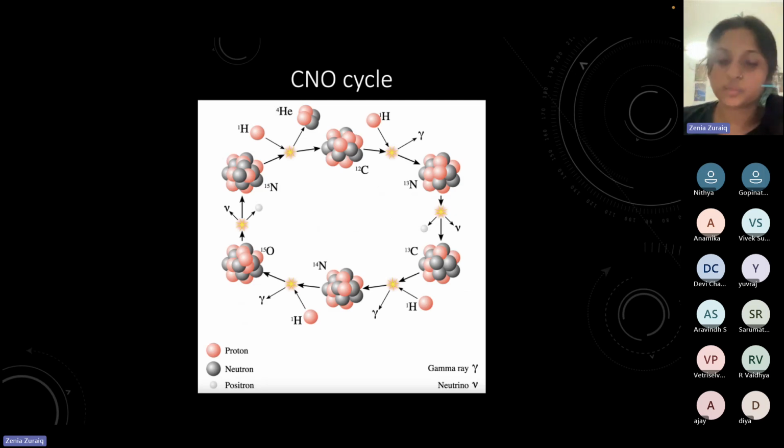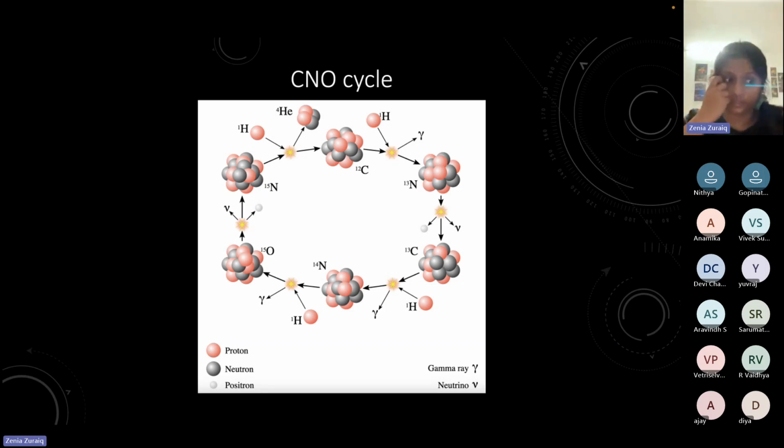So the other famous cycle is called the CNO cycle. CNO stands for, of course, carbon, nitrogen, and oxygen. But don't get fooled. This is also a way for us to produce helium from hydrogen. So again, we are effectively looking at the same reaction, which is hydrogen fusing to form helium, but here the intermediate steps are taken by carbon, nitrogen, and oxygen.